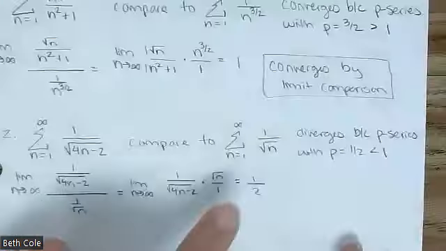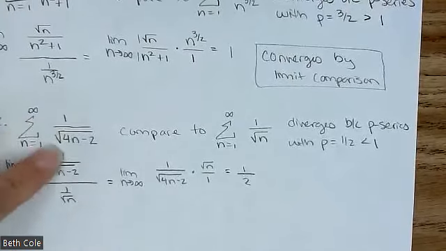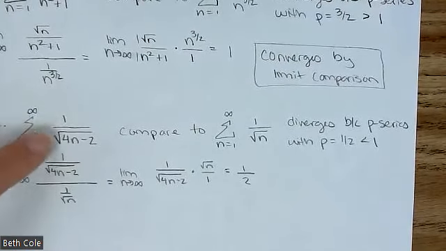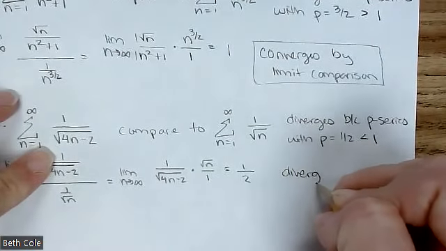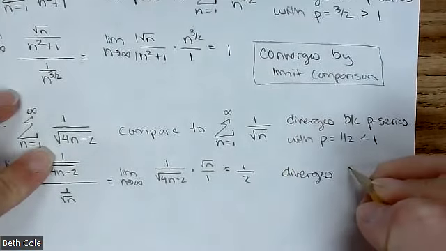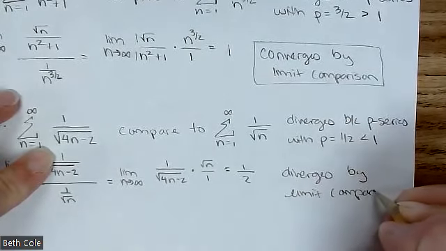finite positive number. So we would say, like, our big final conclusion to the whole thing is that this series diverges by limit comparison.